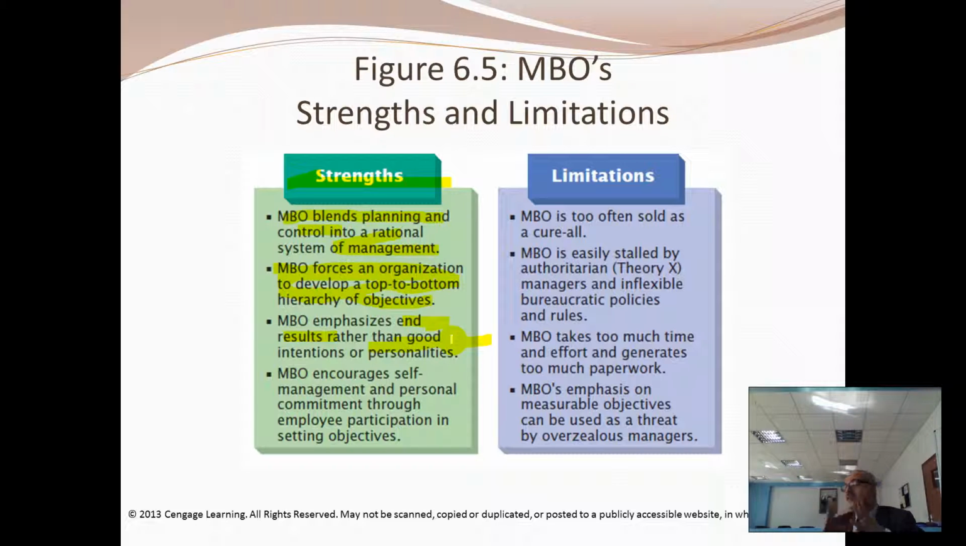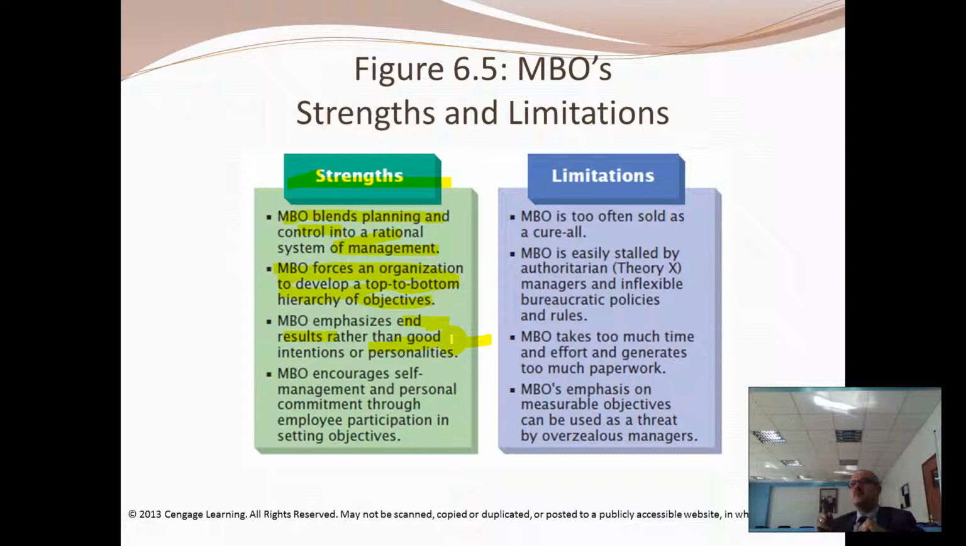Number 2, on the other hand, there are some limitations. Number 1, many people think MBO is a cure-all. So any manager can use MBO and it will solve all of the problems. That's not true. MBO is not the cure-all solution. Number 2, MBO is easily stalled by authoritarian Theory X managers and inflexible bureaucratic policies and rules. What does that mean?